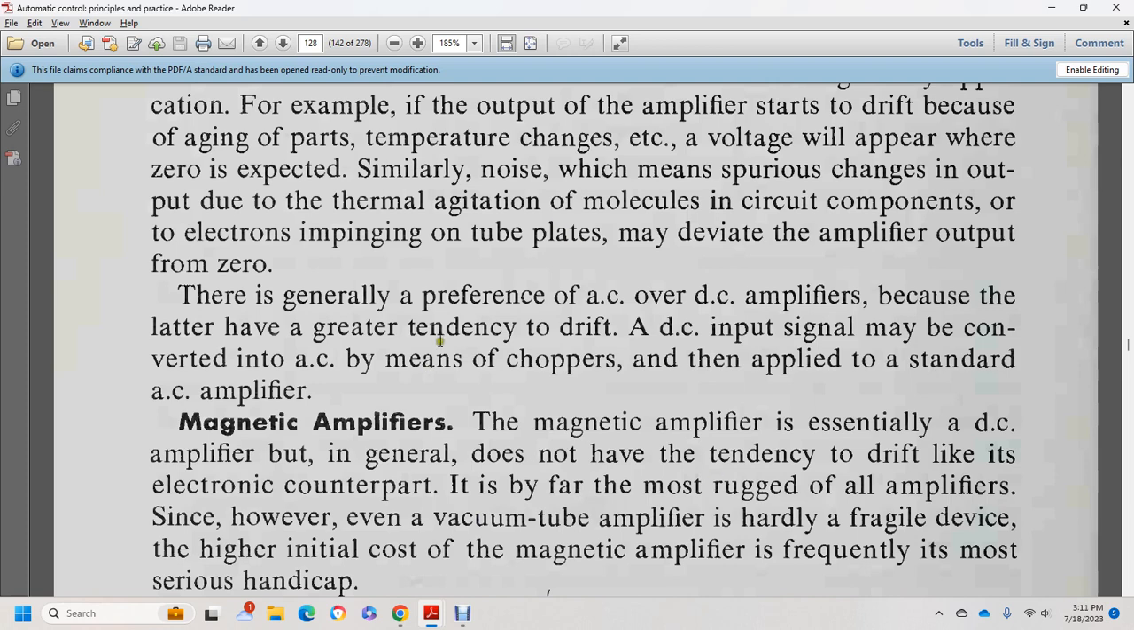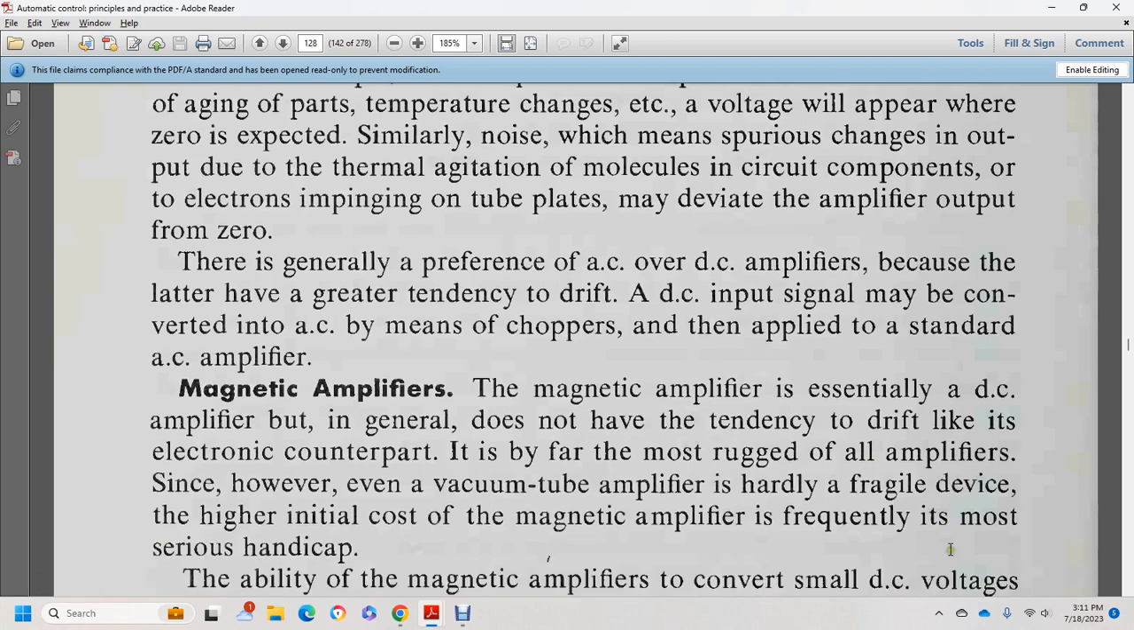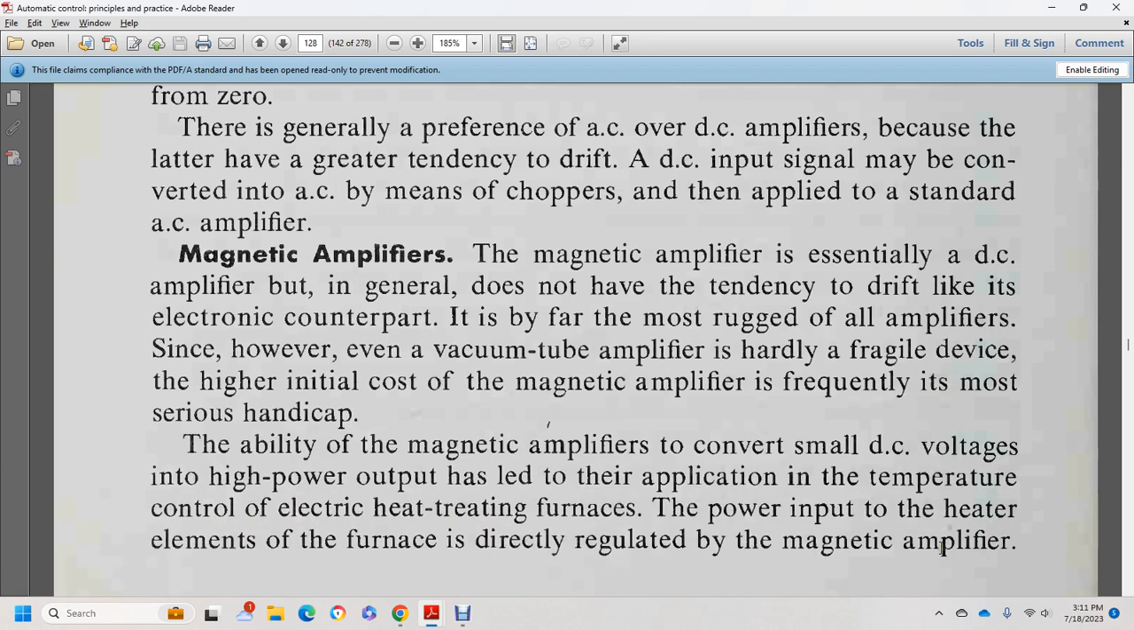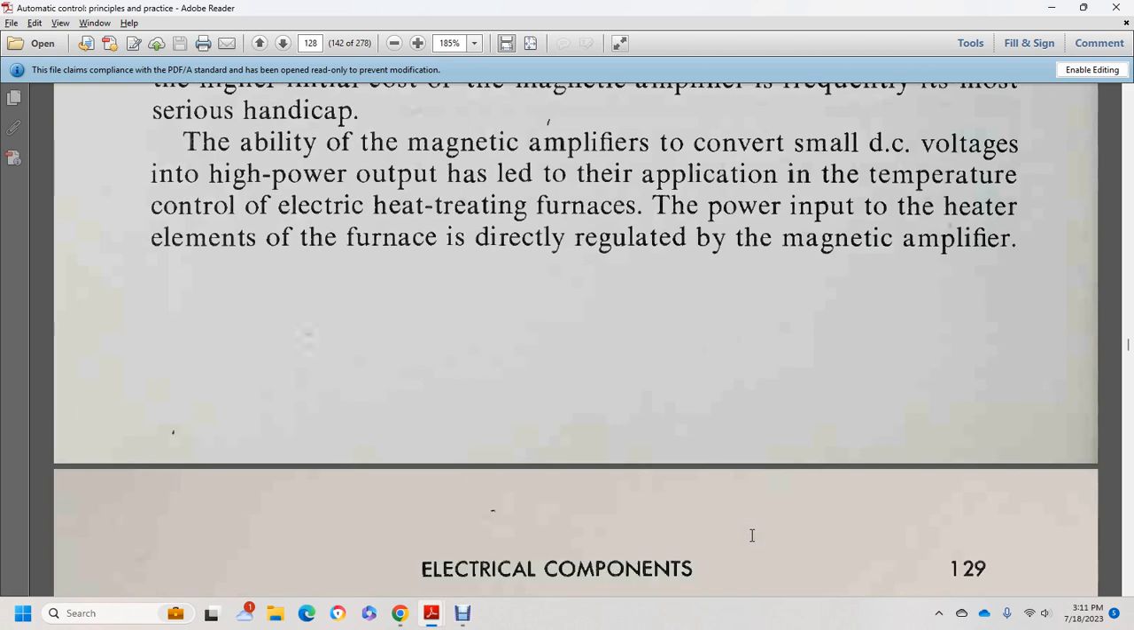Magnetic amplifier. The magnetic amplifier is essentially a DC amplifier, but generally does not have the tendency to drift. It is by far the most rugged of all amplifiers, since even the vacuum tube amplifier is a fragile device. Its higher input cost and low frequency response are its most serious handicaps. The ability of the magnetic amplifier to convert a small DC voltage into a higher power output leads to its application in temperature control, where the electric heating furnace power input to the heater elements is directly regulated by the magnetic amplifier.